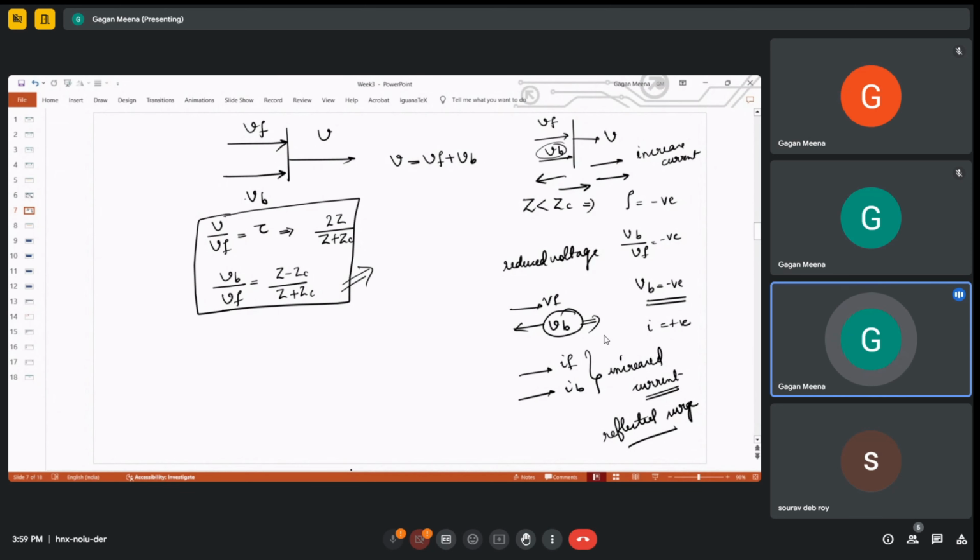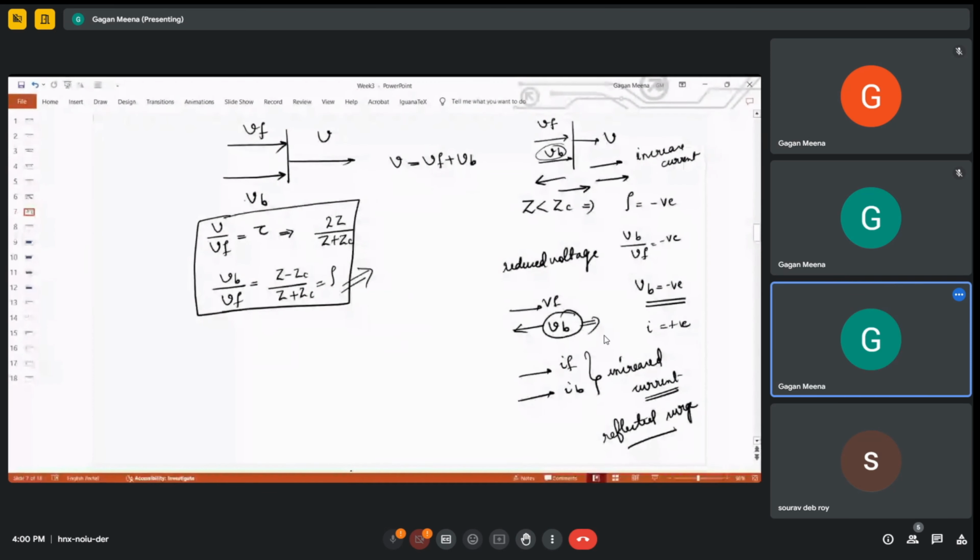Now let us see one more thing. So we saw that V by Vf is tau, right? And V backward by V forward is rho. Now we want to find out the relation between I backward and I forward. So this will be the same as rho only. And we want to show that 1 plus rho is equal to tau. That we want to show.